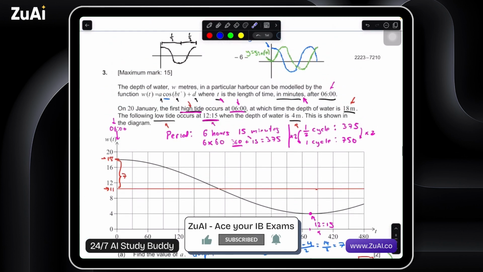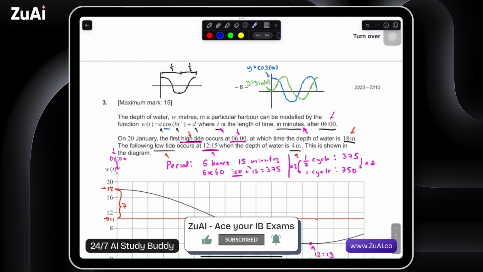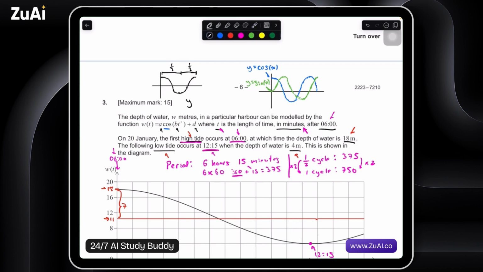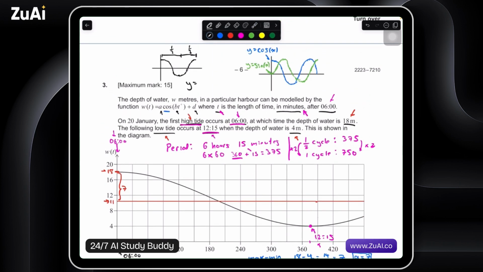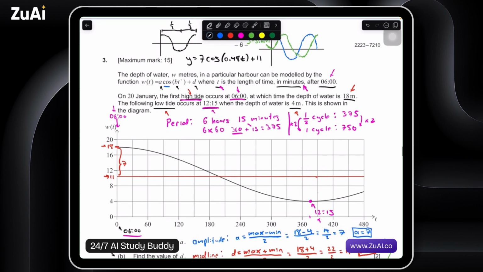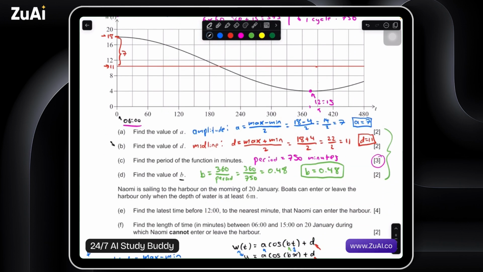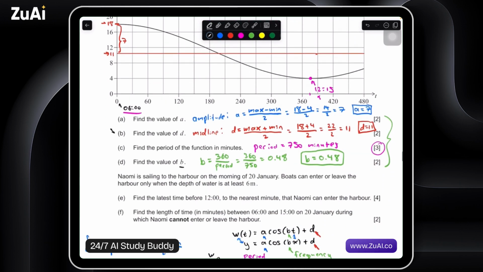Let's go ahead and, running out of space a little, but let's write out our function itself. So we have y is equal to a cos b of t plus d. A we found out was 7. 7 cos b we said was 0.48, t plus, and then the midline again was equal to 11. So this is our function, 7 cos 0.48 t plus 11. And if we put that into the calculator, we should be able to graphically see what's going on here.